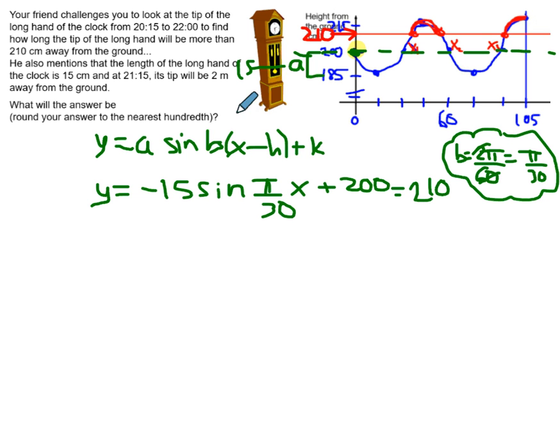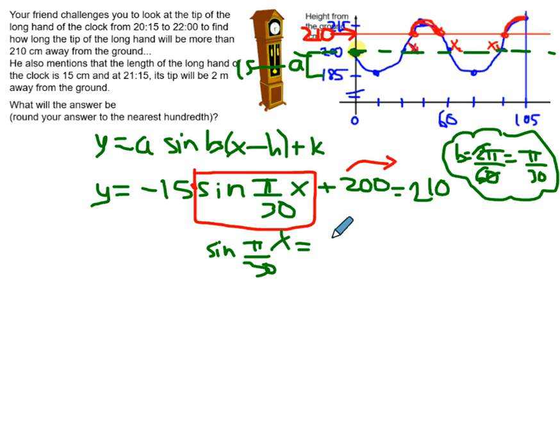Remember that first you should isolate this item here. So let's get rid of the 200, send it to the other side. And then this is negative 15 times sine, so we're going to divide by that on both sides. So we're going to have sine of pi over 30x is equal to 210 minus 200, which is 10, over negative 15.